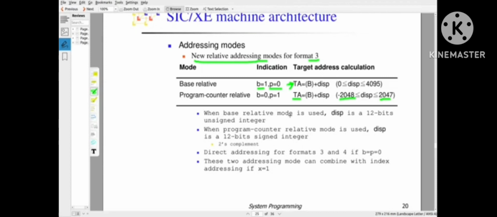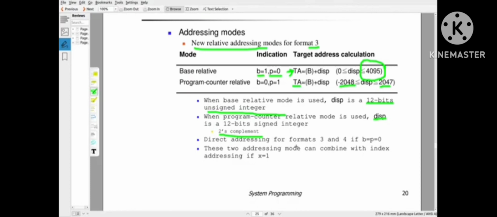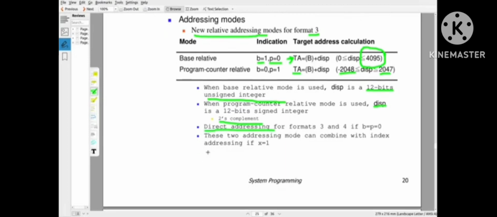When the base relative mode is used, the displacement is a 12 bit unsigned integer, so that is why the maximum is 4096. But when we are using program counter relative mode, the displacement is a 12 bit signed number, so we will use 2's complement representation. That is why the displacement goes from negative to positive maximum. So forward move and backward move are both possible in program counter relative. If B is equal to 0 and P is equal to 0, then the addressing mode of the format 3 instruction is direct addressing mode.